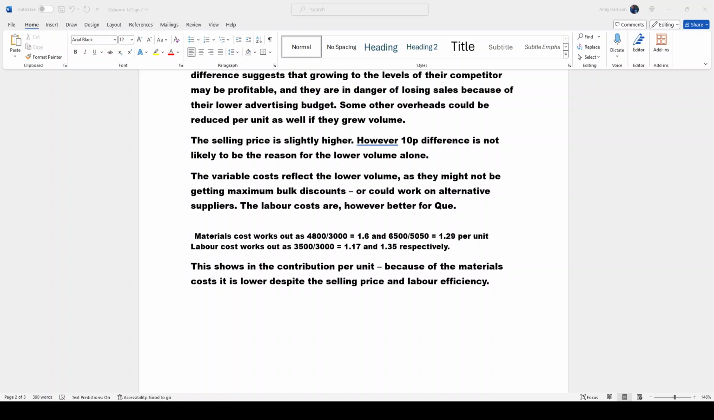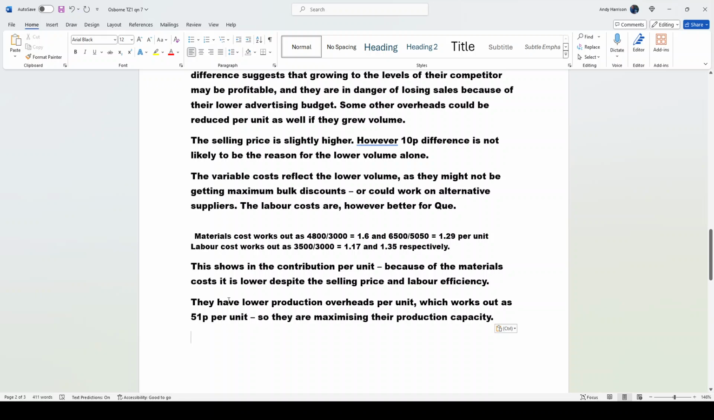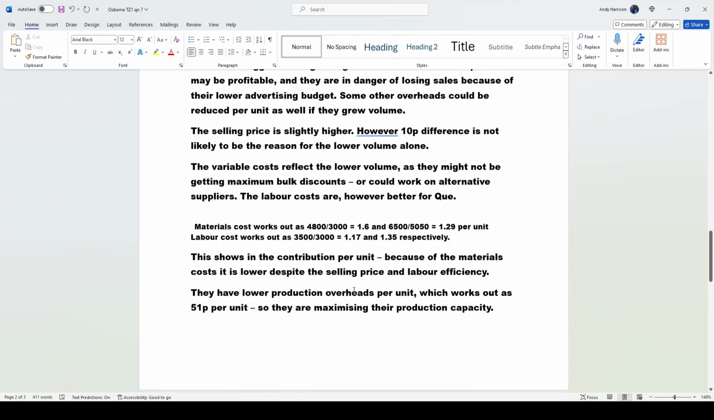Next row is about production overheads. Working through the table. Low production overheads per unit, it's 51p per unit. That's quite staggering actually. So they're maximising their production capacity. On a different question, you might be asked to explain reasons for this. Who knows? In which case it would be possibly depreciation costs in overheads, or slightly more appropriate factory size, or it could be a bought property instead of rented. Who knows? There are lots of reasons why. They could have less management and less supervisory staff. Somehow or other their production overheads per unit are better.